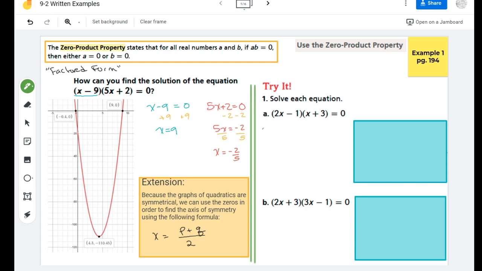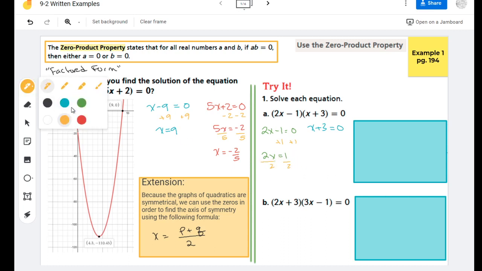On this first one, I'm going to say 2x minus 1 is equal to 0. And I'm going to say that x plus 3 is equal to 0. Alrighty, so this green expression, first I need to add 1 to get rid of the subtraction. So I get that 2x is equal to 1. And then I'm going to divide both sides by 2 to cancel out the multiplication. And I get that x equals 1/2 or 0.5, either one.